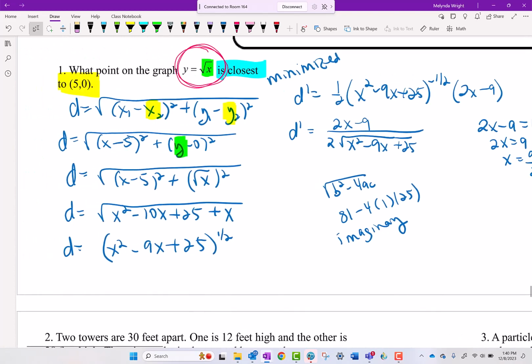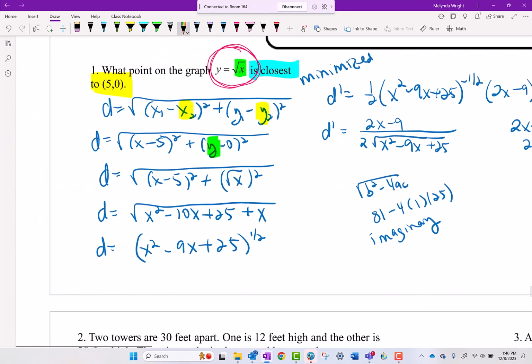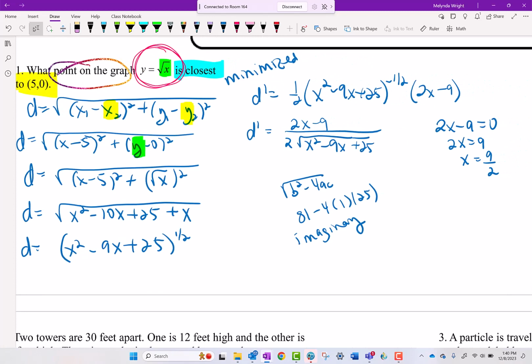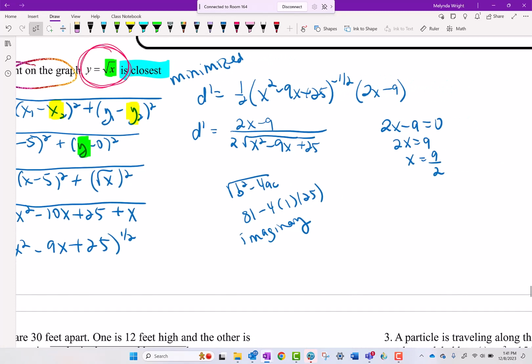So let's look back at what they asked. They want the point on the graph that's closest. So is just an x value going to be sufficient? No, I have to have x and y, right, for it to be what they're asking for. They're asking for the point on the graph. So how are we going to get our y value from our x value? Plug it back in, absolutely. So we're going to plug it back in.